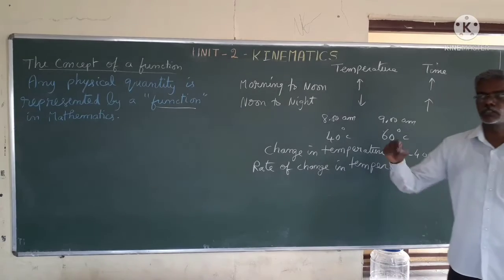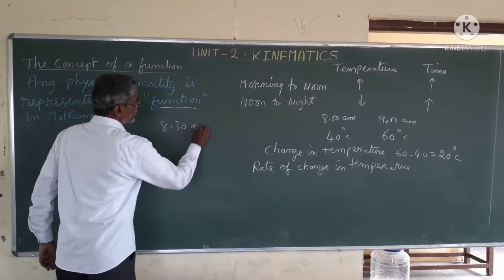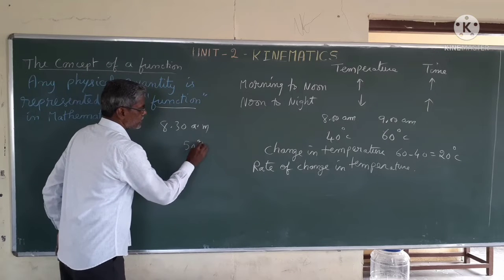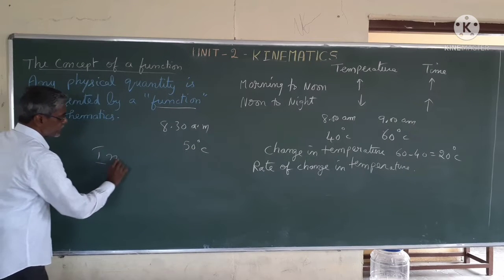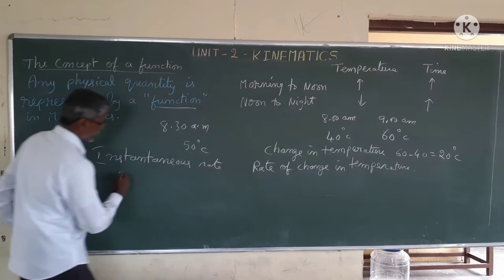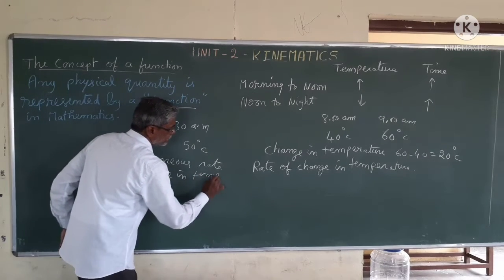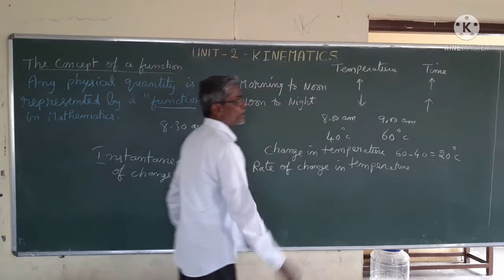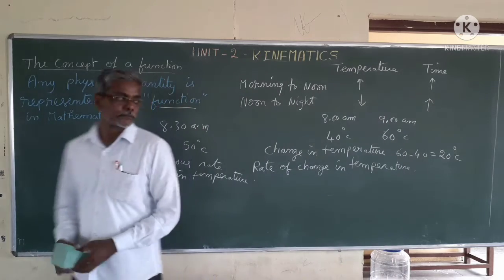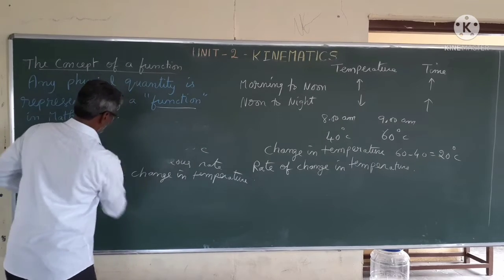Suppose I am asking, at 8:30 a.m., what will be the temperature? Suppose it will be 50 degrees Celsius. Then I can call it the instantaneous rate of change in temperature. Rate of change in temperature at a particular instant or at a particular time, then I can call it the instantaneous rate of change in temperature. Clear?